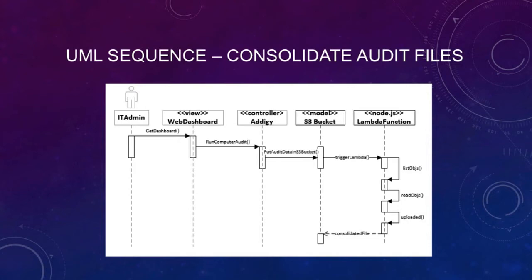The IT admin is on the web dashboard, and he requests a machine audit of a client machine. The request is handled by the AUDIT controller, which is involved in putting the new audit data into the S3 bucket. On a new file put, the S3 bucket triggers the Lambda function for the bucket that the file was put into. Now the Lambda function consolidate audit files runs and lists all the files in the bucket, which allows the function to read each file and in the process consolidate the data. It then uploads the new consolidated file into S3 to complete the process.